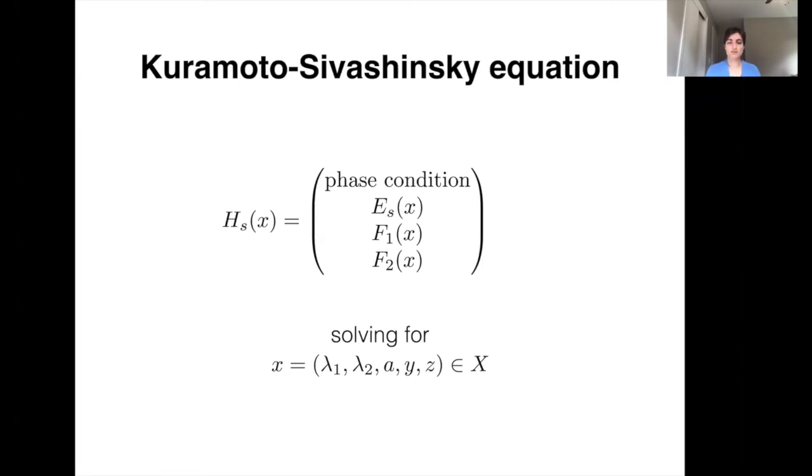So we place all of this together and we call it our H_s problem. It's depending on s, where s is the parameter that defines where we are in the a-related branch. We have some phase conditions, the F1 and F2 problems that come from the blown-up system of the Kuramoto-Sivashinsky, and we're solving for a lot of variables. We are solving for lambda 1 being the time rescaling, lambda 2 being the parameter that we started with, a being the amplitude of our perturbation, y being the stationary solution, and z being the periodic solution around that, through the rescaling, around our stationary solution.